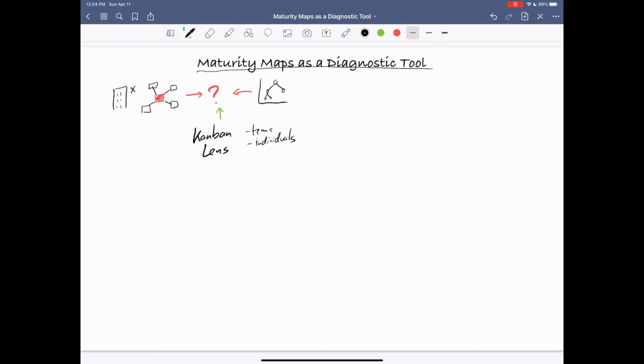The Kanban lens itself is a list of sort of 4 ways of seeing work. The first one is to see work as flow. Secondly, it's to see workflow as a sequence of knowledge discovery steps. Third is to see knowledge work as a service. And lastly, number 4 is to see organizations as a network of services.